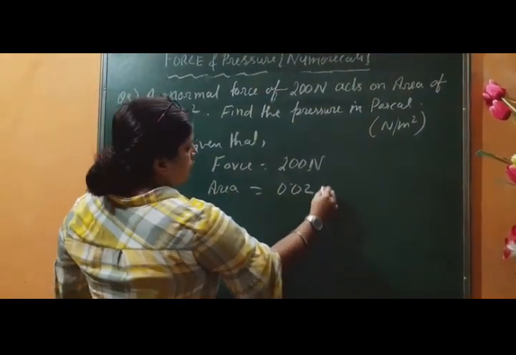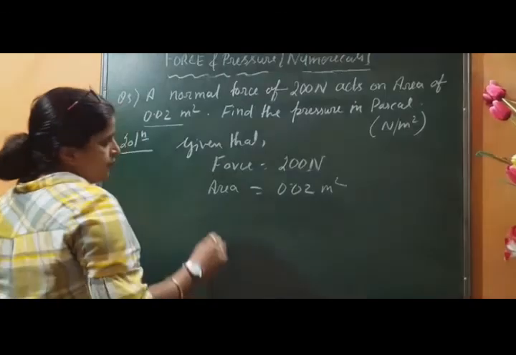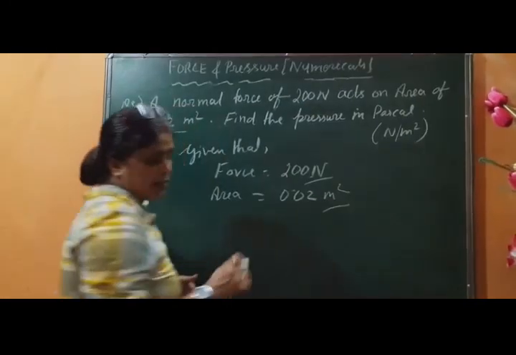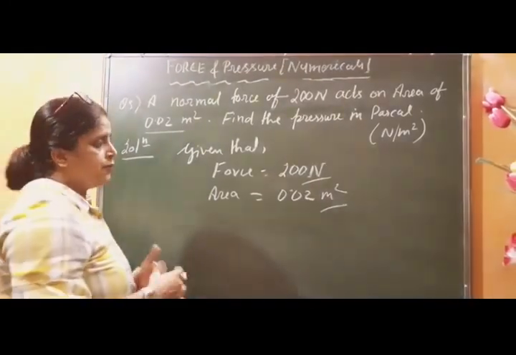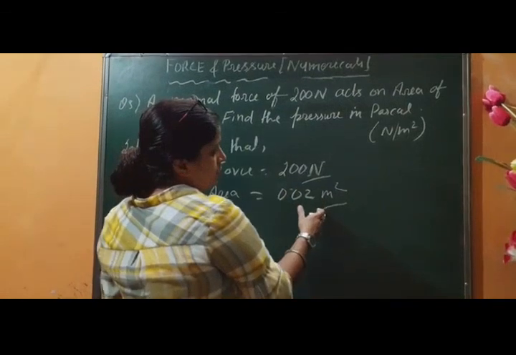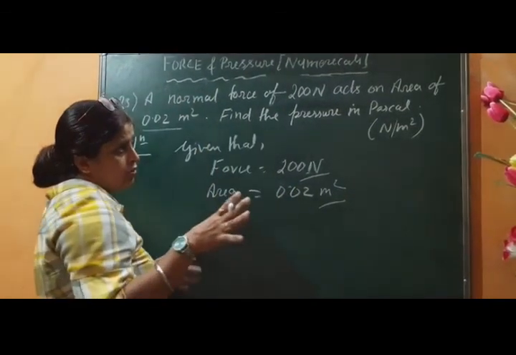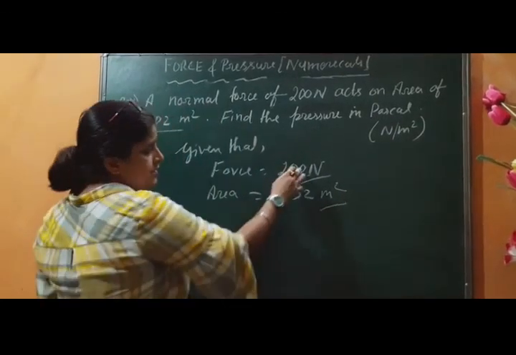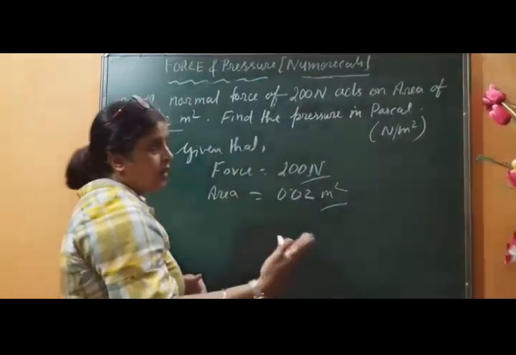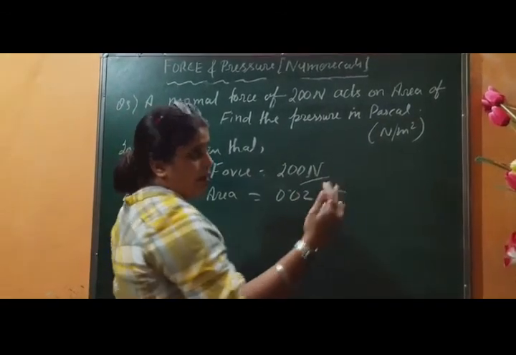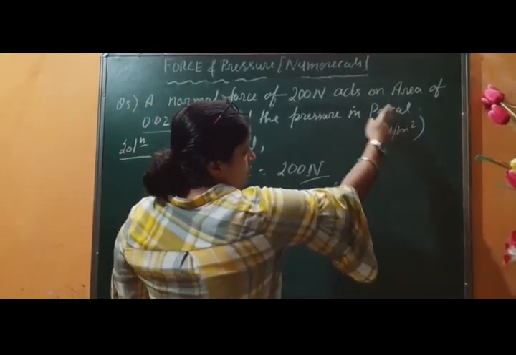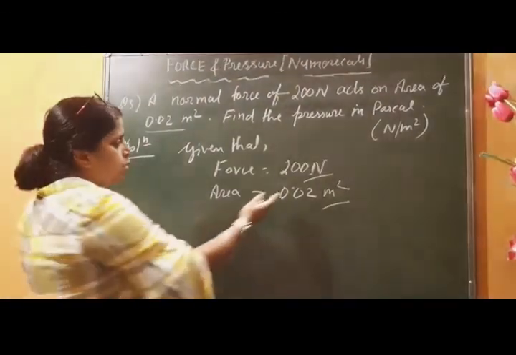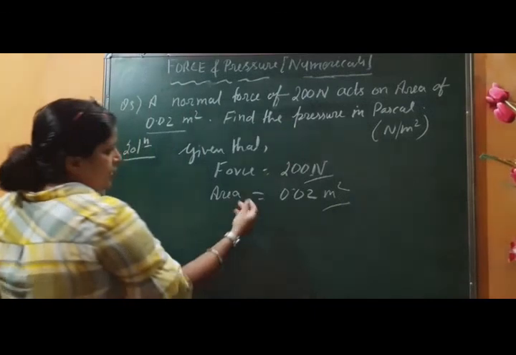0.02 meter square. Now before starting the sum, what do I have to check? I have to check that both my units are in the same system or not. I found that yes, they are in the SI system. Even as our question said, find the pressure in Pascal. If your data is in the CGS system, you have to convert it into the SI system so that you will get the answer in Newton per meter square. That will be your pressure in Pascal. So already that is given, so no need to convert the unit.